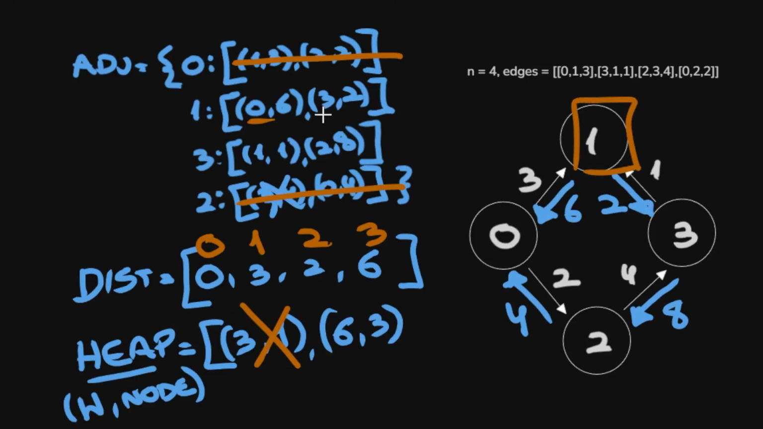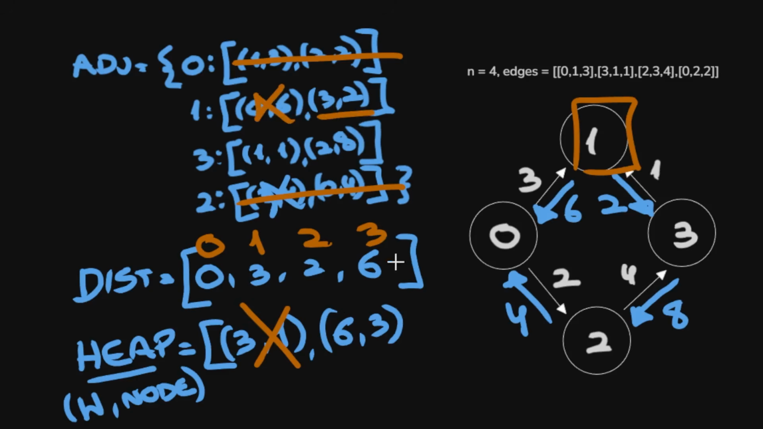Here the neighbors are 0 and 3, meaning these 2. Let's start with this one. We take the accumulated weight, 3, plus the weight here, which is 6, and the result is 9. So we are checking if this is smaller than what we have in distances at 0. Given that 9 is greater than 0, we keep 0 here and continue with the next tuple.